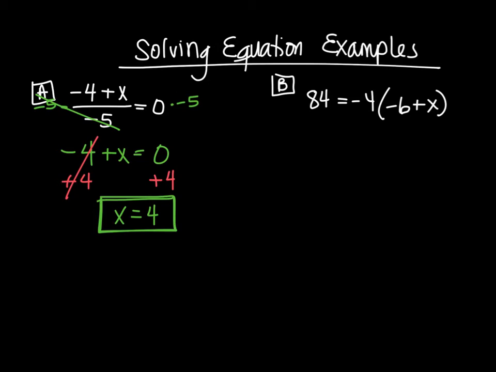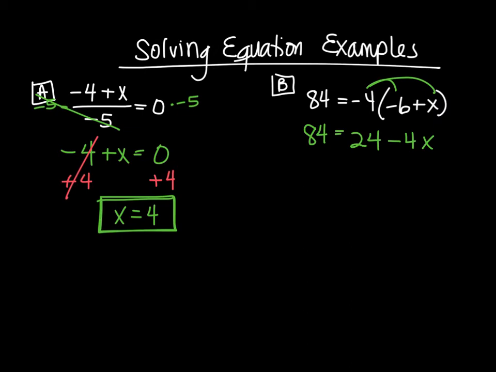All right, example B. Again, we have parentheses, so we're going to need to start with distributing. Remember, always start with parentheses if you have them. So that's going to give me, on the left side, 84 stays the same. I'm going to get +24 minus 4x. Make sure you know where I'm getting those numbers from. That's just multiplication.